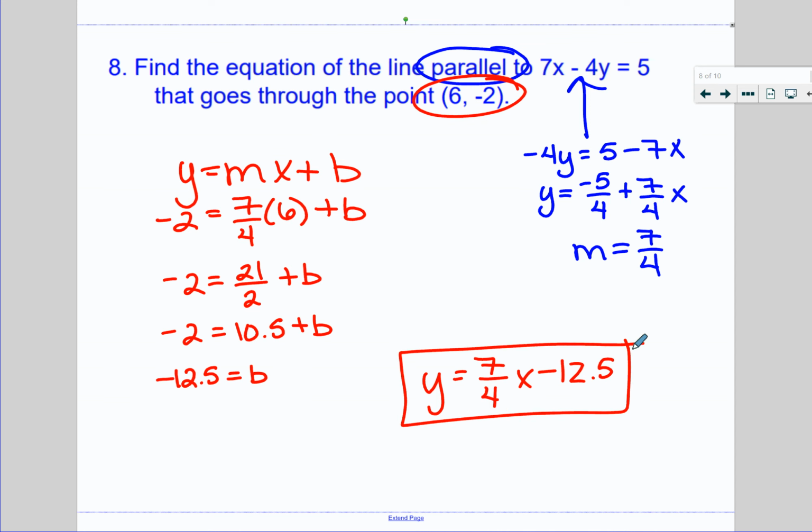If this problem said perpendicular, what would change? Yeah, if it was perpendicular, this slope would be the opposite reciprocal. What's the opposite reciprocal of 7/4? -4/7. Flip it, change the sign. Okay, so perpendicular, just one extra step if you see that word. Questions on number 8.